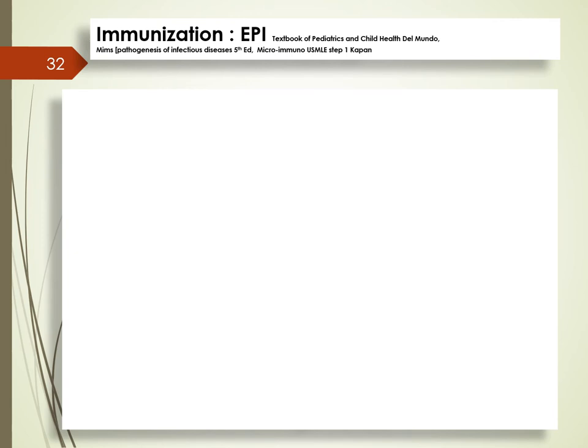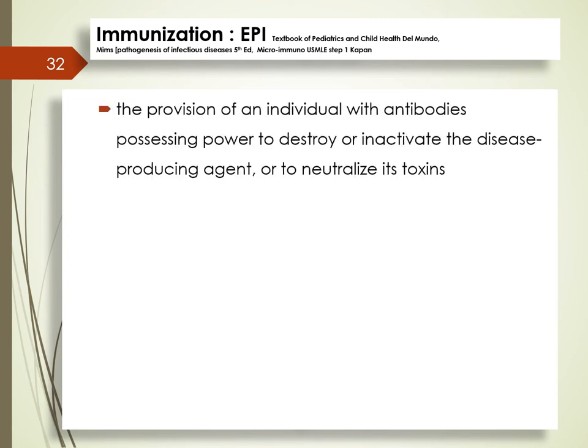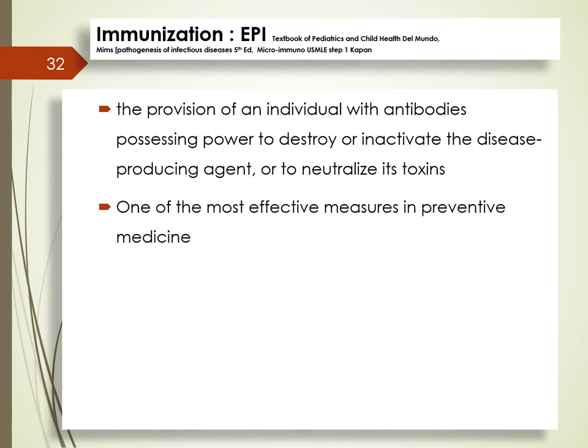Now, so much of that, then we go now to the lighter side. Let's talk about immunization. What is immunization? Immunization is just the provision of an individual with antibodies possessing power to destroy or inactivate the disease-producing agent or to neutralize its toxins. And immunization is the most effective measure in preventive medicine. It can be achieved via passive or active means.